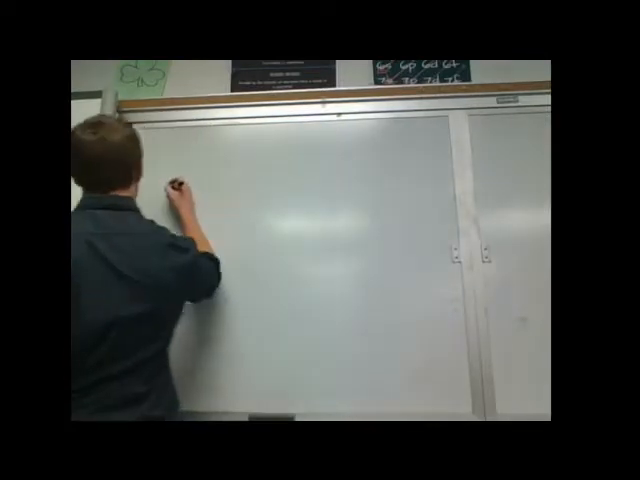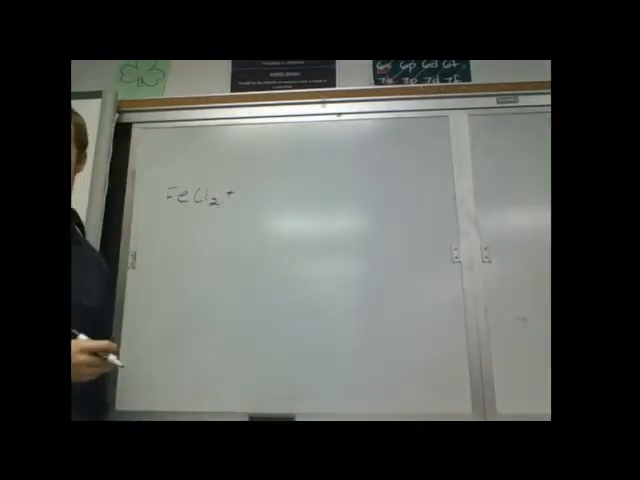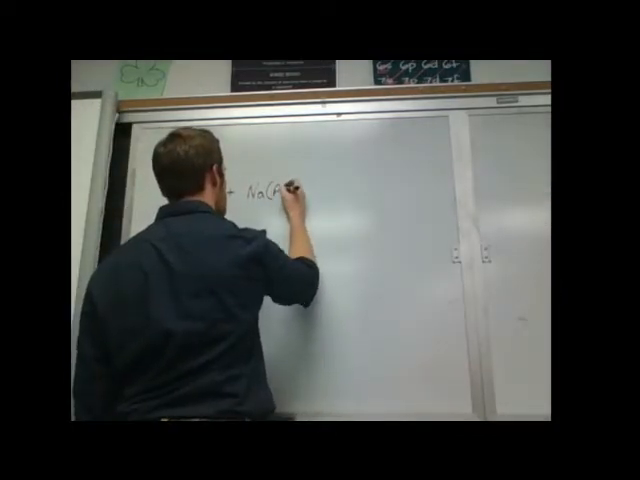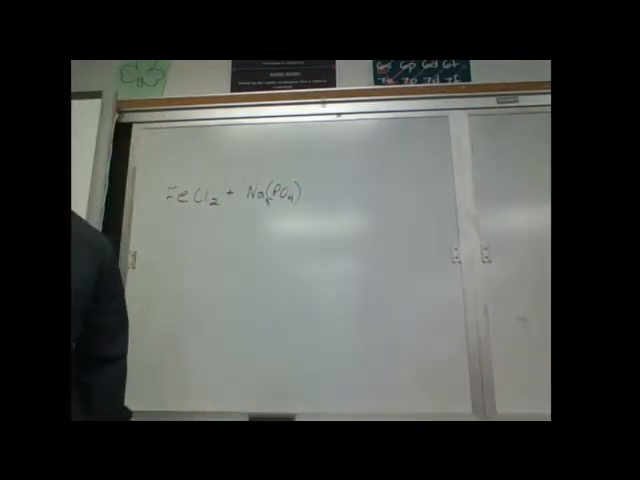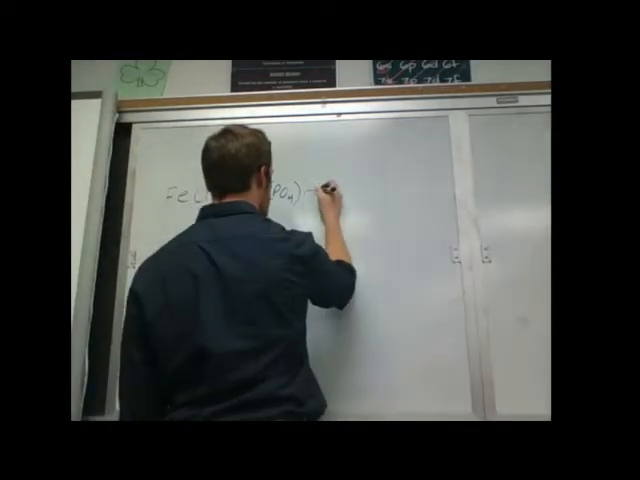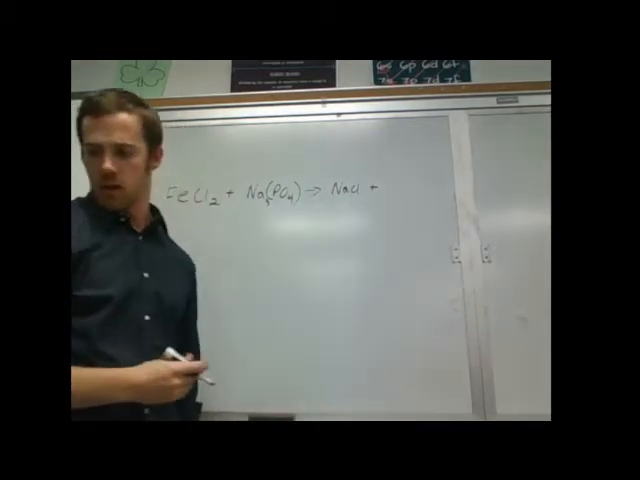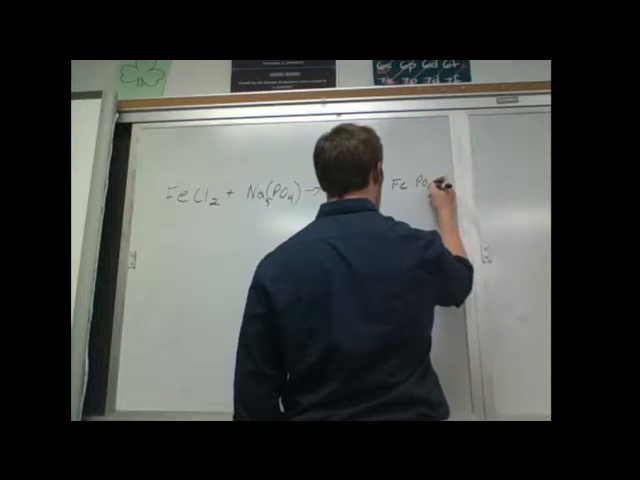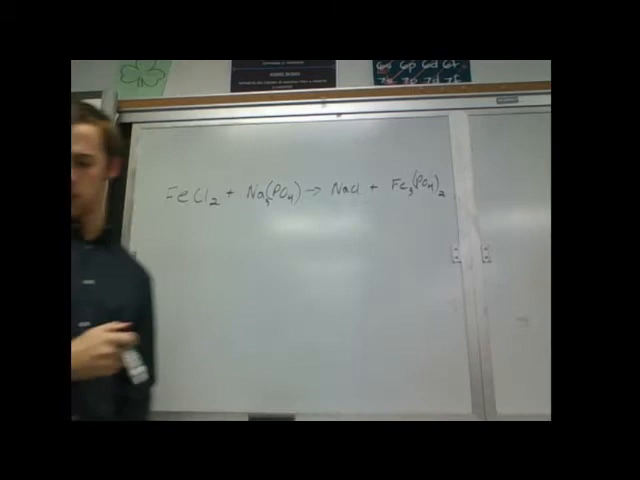In example number 3, we're going to get a little bit more difficult. What I have here is iron 2 chloride. Adding that to our sodium phosphate here, Na3PO4, producing or yielding our sodium chloride plus, looks like we have iron 2 phosphate. We're going to have 3 of those and 2 of those.